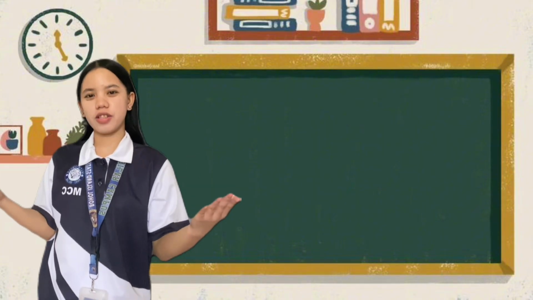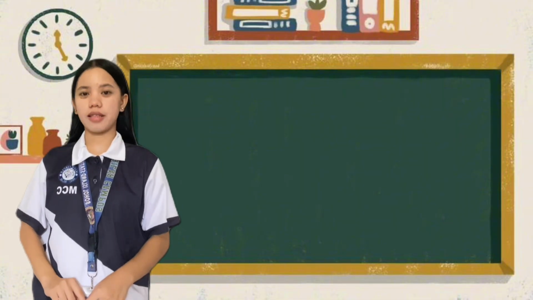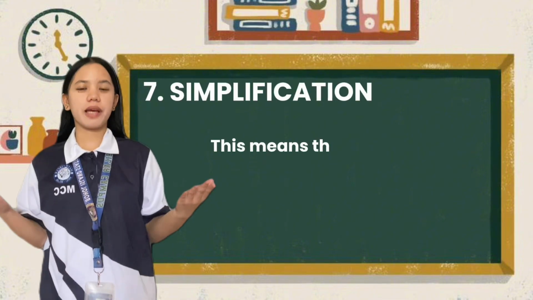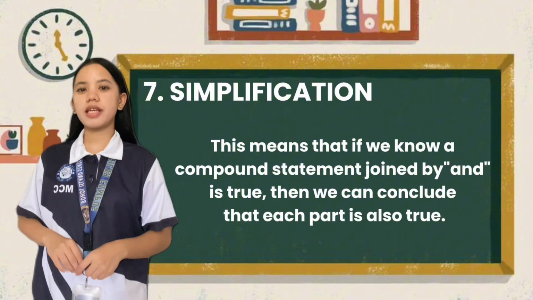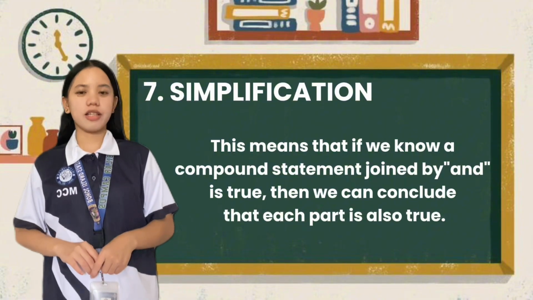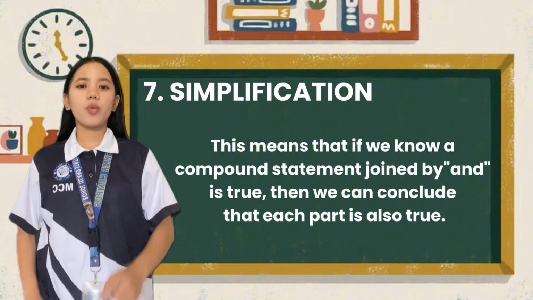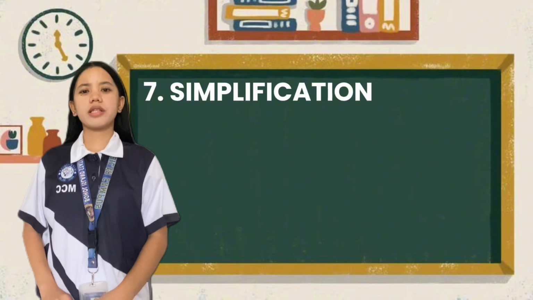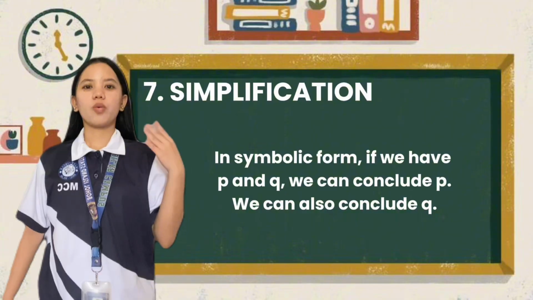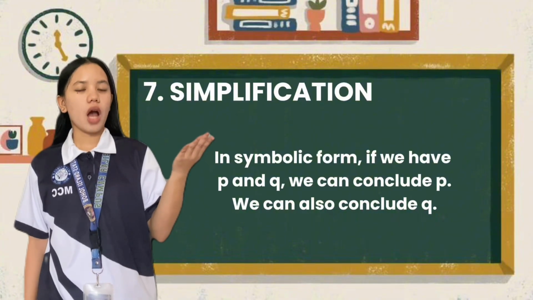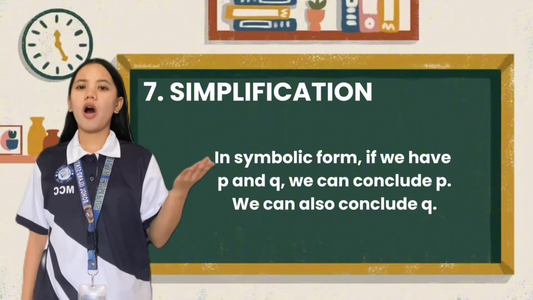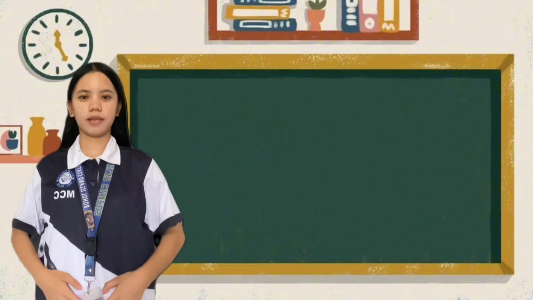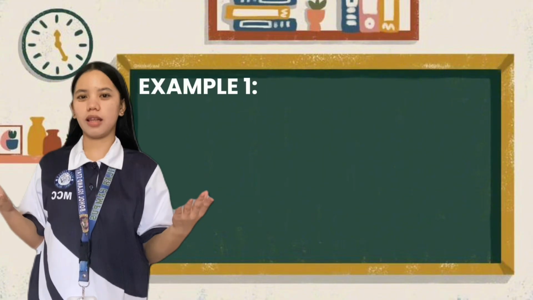Now let's move on to the next rule of inference, and that is called simplification. This means that when you know a compound statement joined by and is true, we can conclude that each part is also true. So in symbolic form, we have P and Q, therefore P. Also, P and Q, therefore Q. Now let's have an example.